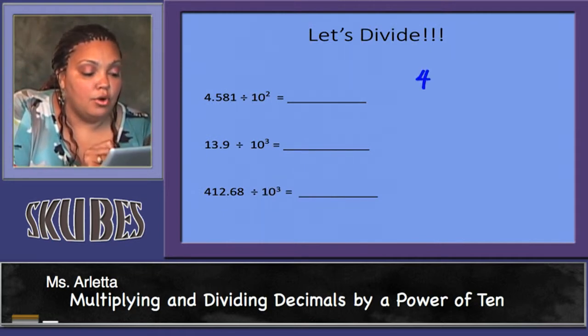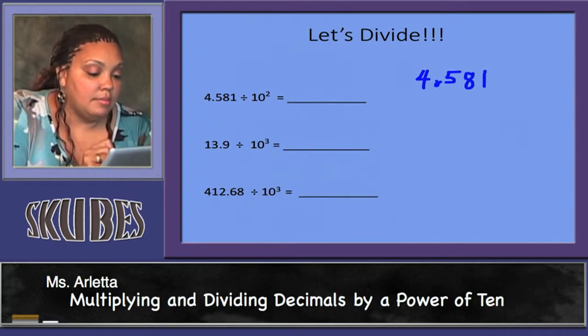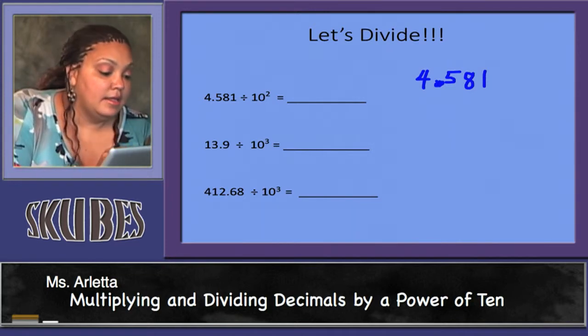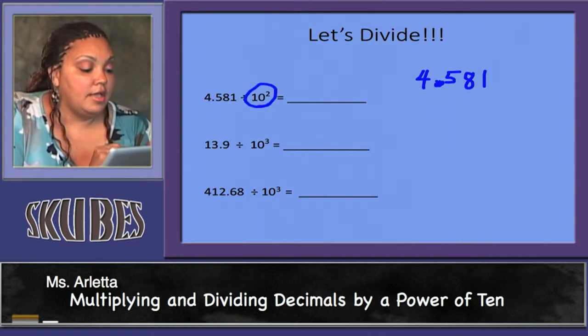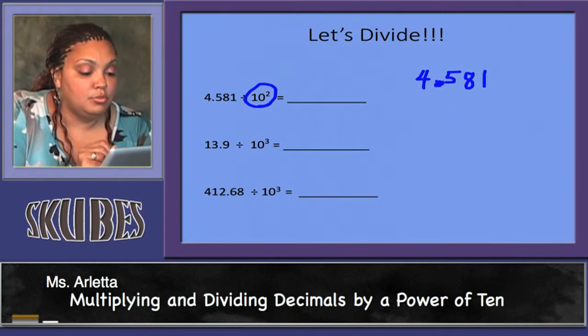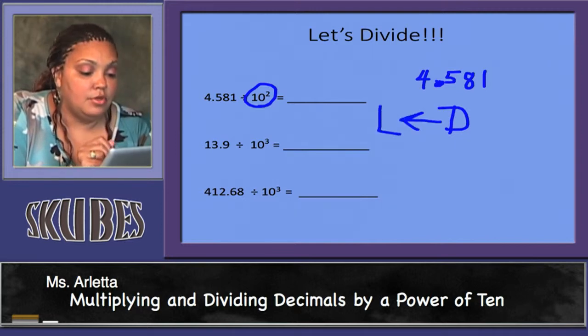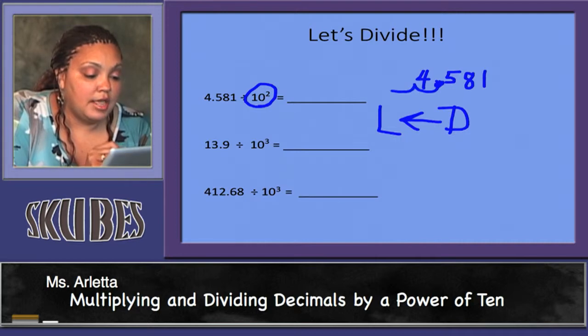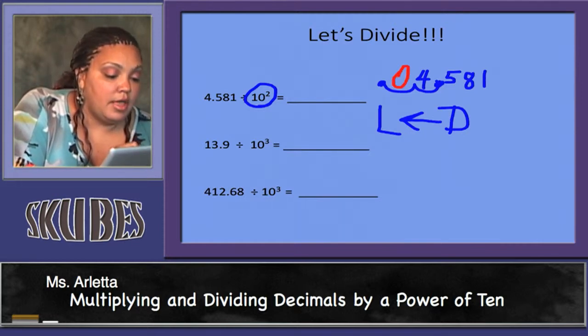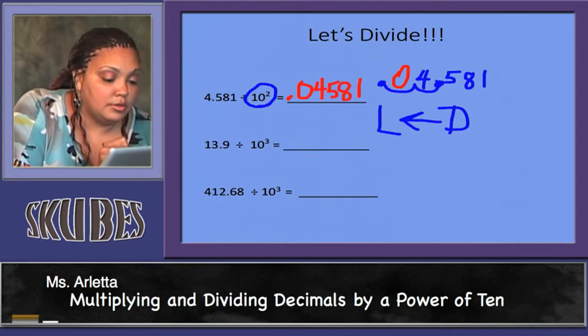Now we have 4.581. Again, the same number, but this time it is divided by 10 to the second. Our exponent is 2, so we will move the decimal 2 spaces when you are dividing, to the left. 2 spaces to the left, 1 and 2. In this case, we only have 1 decimal placeholder. And our answer is 0.04581.